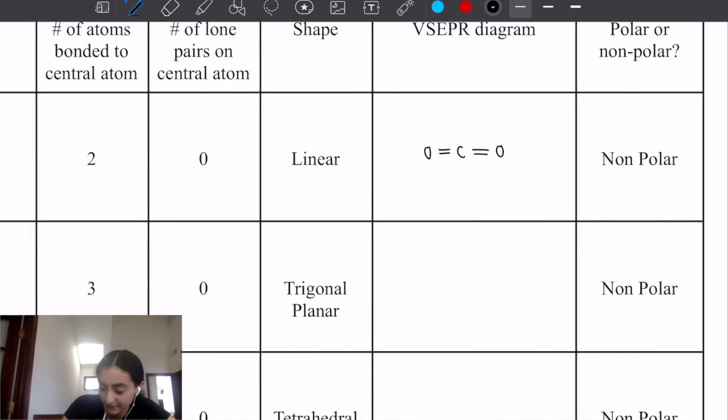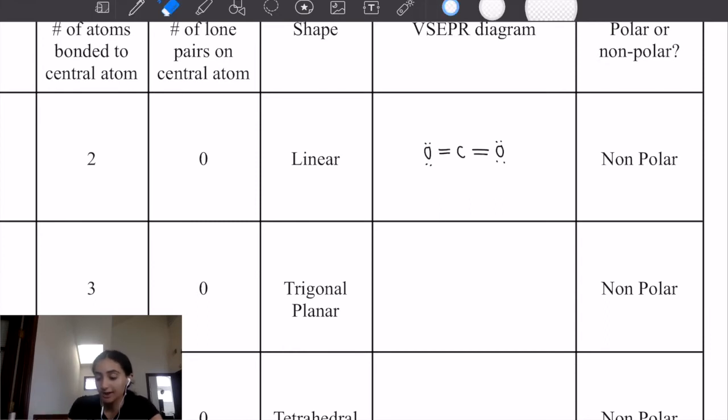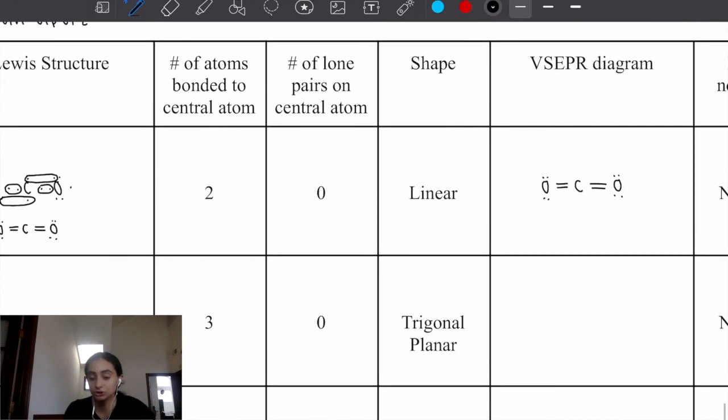So this is the linear VSEPR diagram, and I can draw the lone pairs, but because the dispersion of these electrons is symmetrical, the lone pairs don't change the polarity of the molecule, and carbon dioxide or any linear VSEPR diagram is nonpolar. So linear VSEPR diagram is 2 atoms bonded to the central atom with no lone pairs on the central atom. Throughout this video, when we talk about lone pairs in this table, I'm going to be referring to lone pairs on only the central atom.